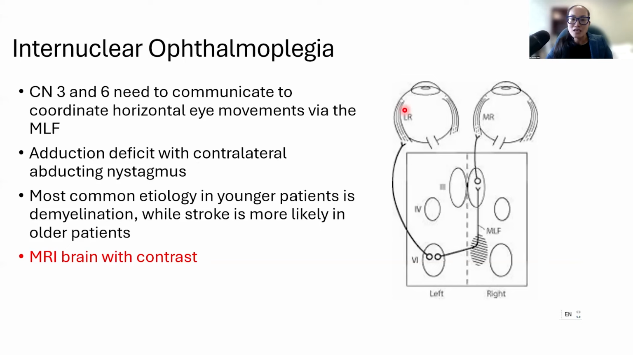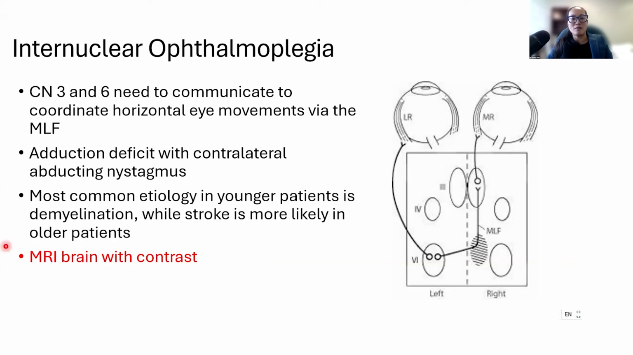The most common etiologies for internuclear ophthalmoplegia, generally speaking, is in a younger patient, it's usually demyelination in my part of the world. And stroke is more likely in the older patients in my part of the world. To me, when I see an internuclear ophthalmoplegia, it doesn't matter if they're young or old, I'm getting an MRI. If they're old, I might be getting a CT or CTA or angiography, like I need some sort of blood vessel testing because stroke is most likely. So I'm looking for a stroke in the blood vessels. Is there occlusion somewhere?